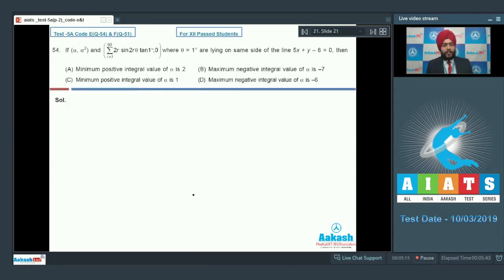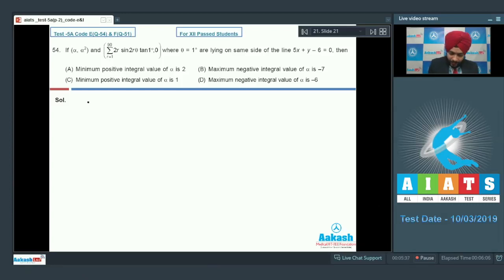Question 54 says that if alpha comma alpha square and the next point is summation r from 1 to 90, 2r sine 2r theta tan 1 degree, comma 0. So it is a point lying on the x-axis whose x coordinate is written in the form of a summation, are lying on the same side of the line 5x plus y minus 6 equals 0. Then we have to choose the following values of alpha. What is the minimum value? What is the maximum value?